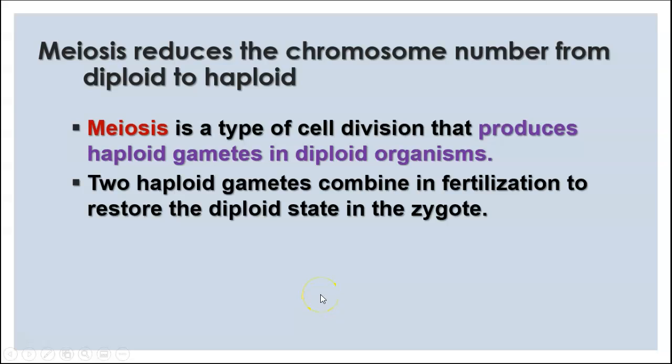This is the type of cell division that produces those gametes in diploid organisms. And then again, one more time, just to reiterate, 2 of those haploid gametes are going to combine together to restore the diploid number in the zygote.